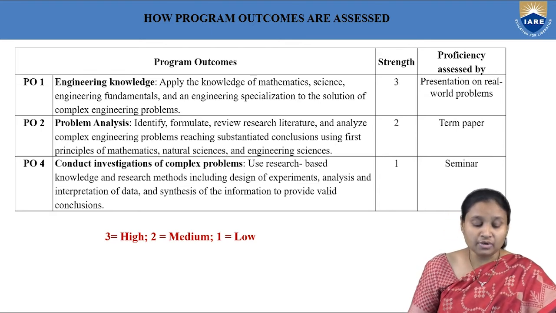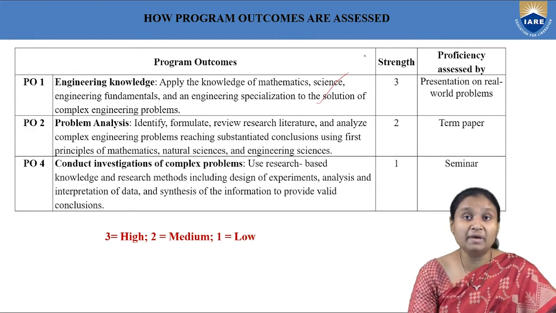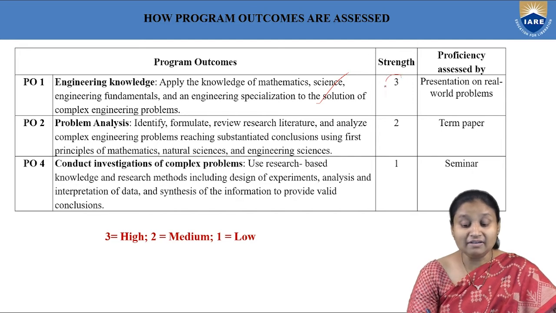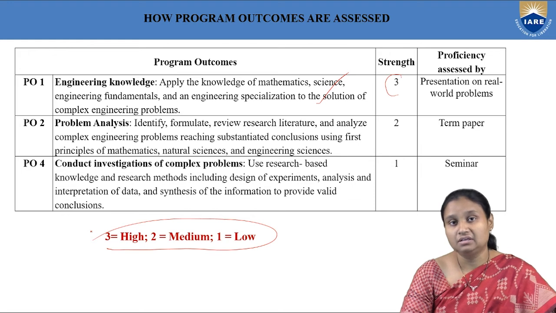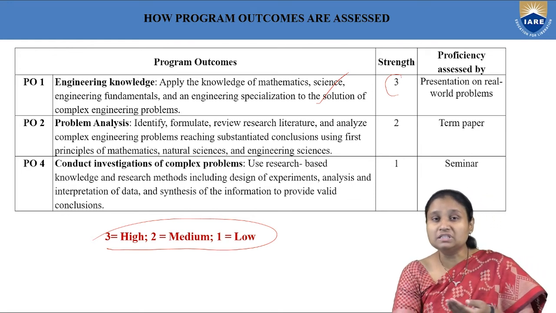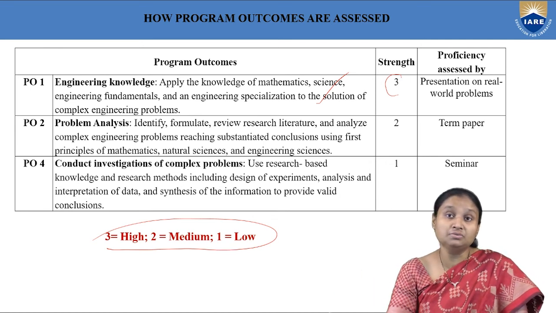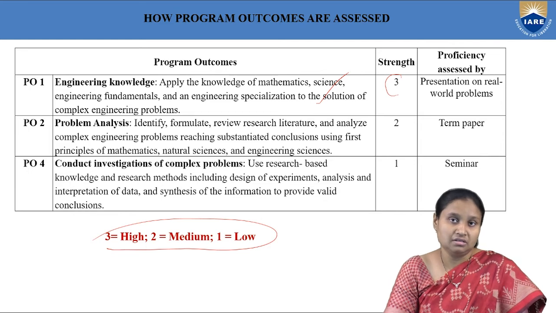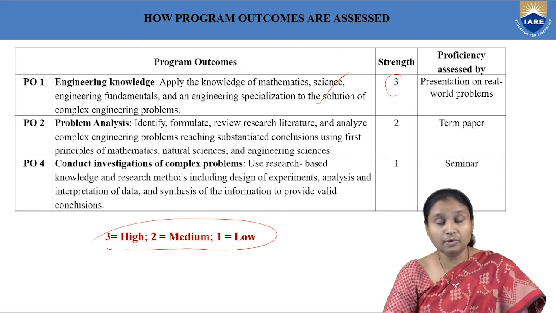So what are those 3 program outcomes? Where we are going to apply basic knowledge of mathematics and science. And here strength level is 3. What is 3? It means that it goes to high level strength. Because in engineering physics course syllabus, we are mostly learning about basics of sciences and mathematics, which they can apply to engineering fundamentals. So strength of mapping is 3. And how that proficiency can be assessed: by presentation on real world problems.